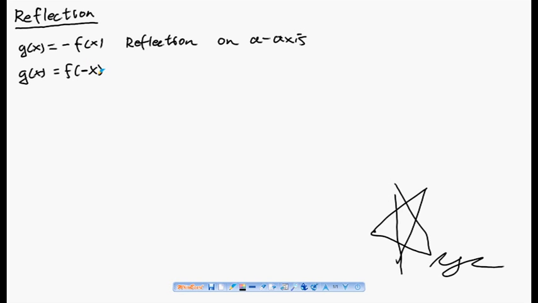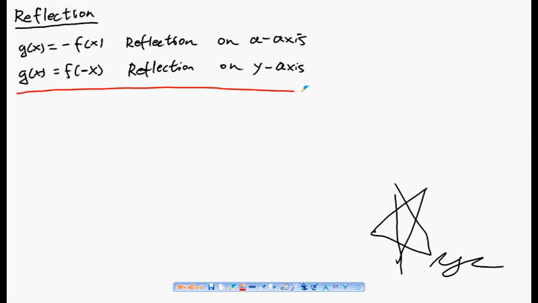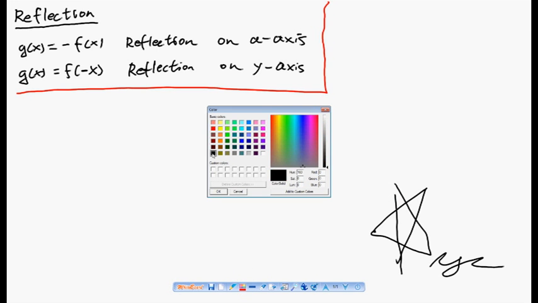If g(x) equals a function of minus x, when the minus sign is inside the bracket, we have a reflection on the y-axis. I will show you what exactly they mean now.